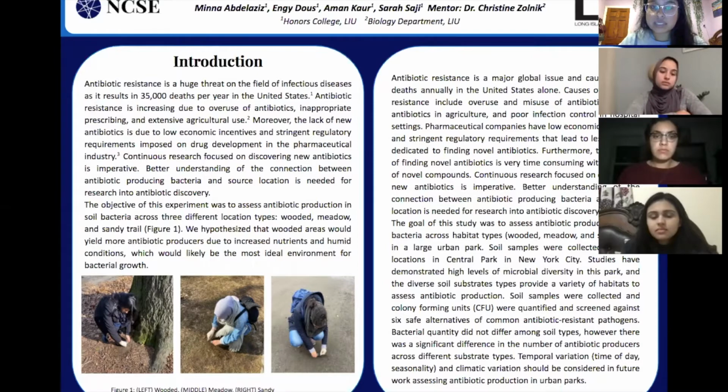We were able to go to Central Park and study wooded, meadow, and sandy trail areas to look for producers. We originally thought that the wooded areas would have more producers and more colony forming units, but we will talk about our results and our abstract later on.